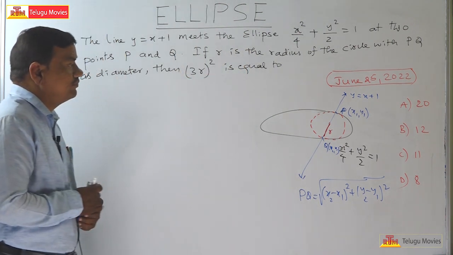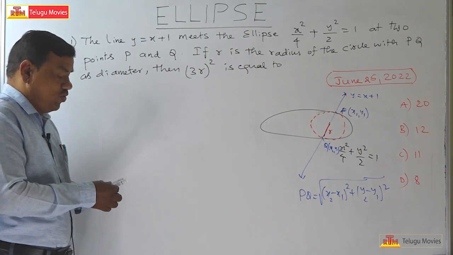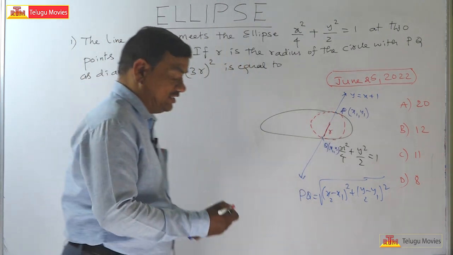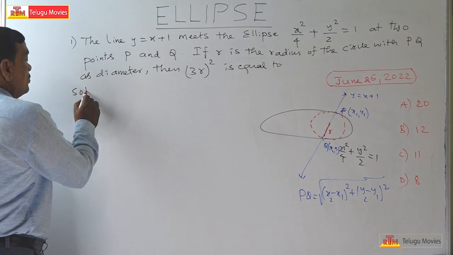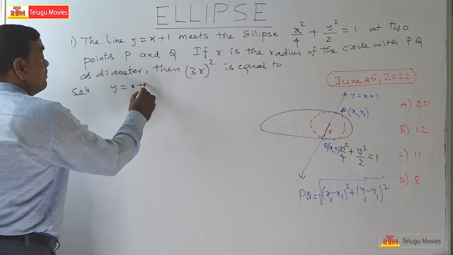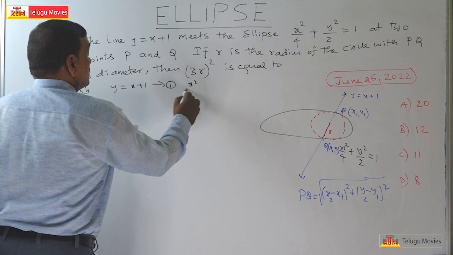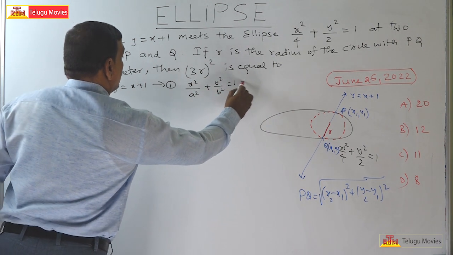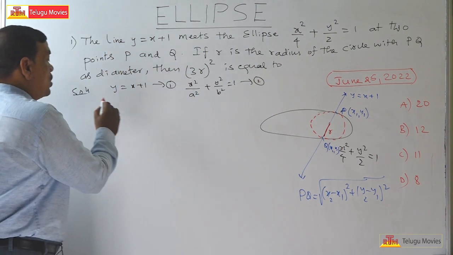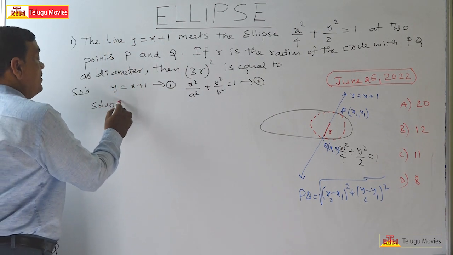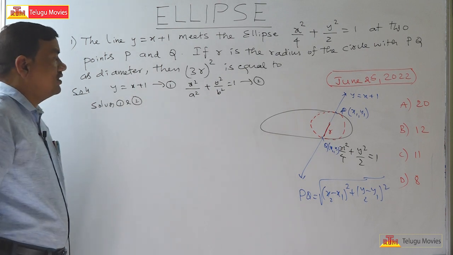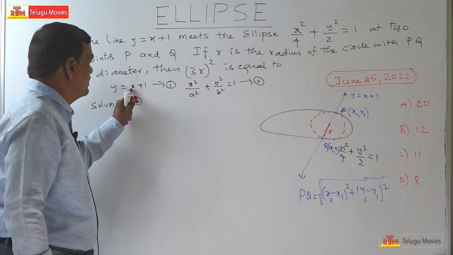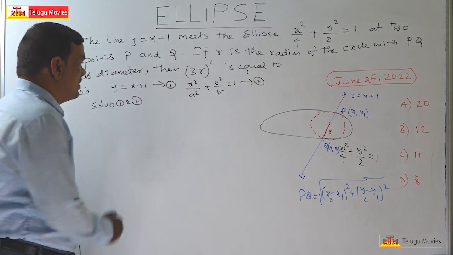Then how to find out? This is possible only by solving the equation y is equal to x plus 1, call it the first equation, and x square by a square plus y square by b square is equal to 1, call it the second one. Solving 1 and 2. How to solve? Wherever y is there, substitute x plus 1. Now substitute here.